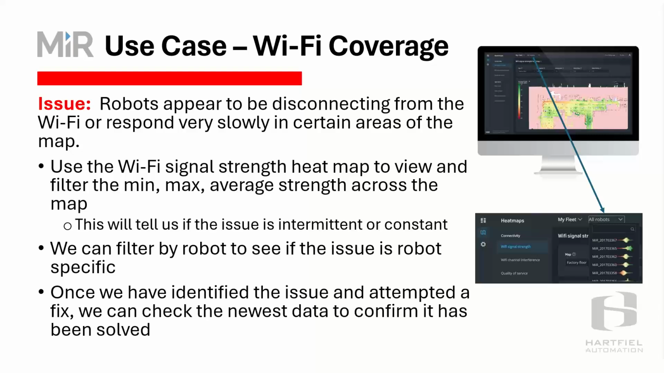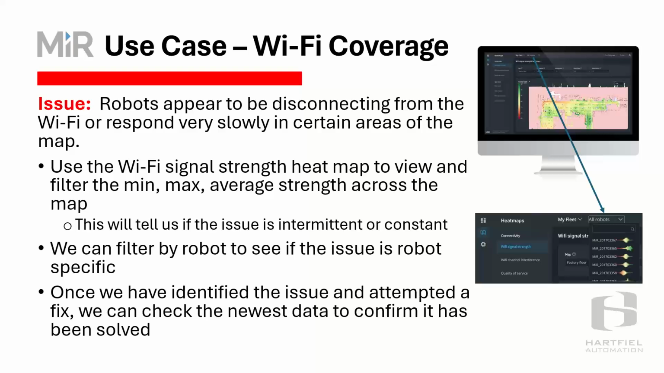So there's a number of ways you can filter against the data. In this case, we would use the signal strength heat map in MiR Insights to see what the issue might be. In that heat map, likely the first thing we would do is filter the data by average, minimum, and maximum signal strength in that area. This would indicate to us whether this is an issue that's happening constantly or is something that only happens sporadically as we're driving throughout that area.